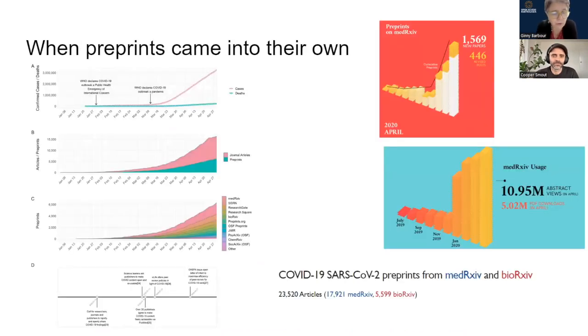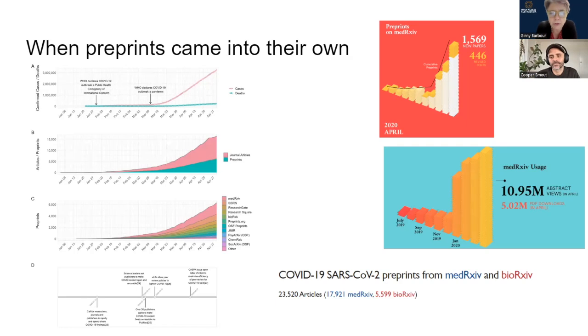But where do preprints really come into their own? Obviously the pandemic was a huge driver of that. The slide on the left comes from a paper that looked at the very early days of the pandemic, really the first few weeks. You can see that in the top part, the pink line shows when the pandemic began to take off. The middle bit is what happened with publishing. The pink is the journal article and the blue is the preprints. And the bottom panel shows what all these preprints were composed of.